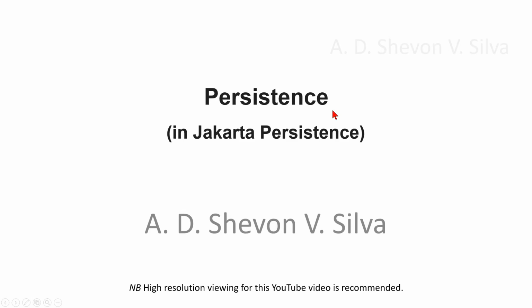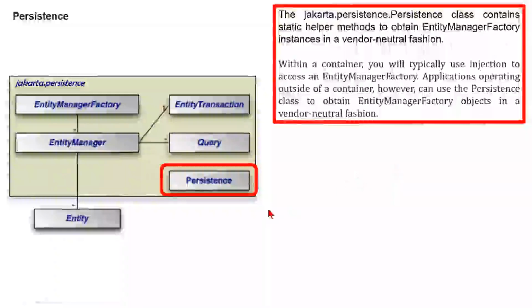Persistence in Jakarta Persistence. The jakarta.persistence.Persistence class contains static helper methods to obtain entity manager factory instances in a vendor neutral fashion.